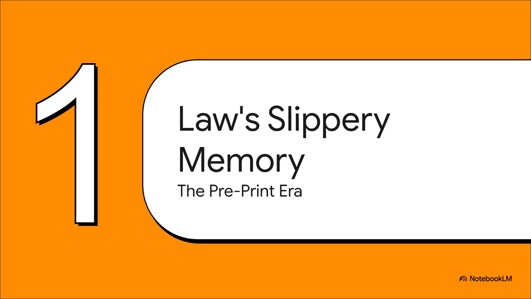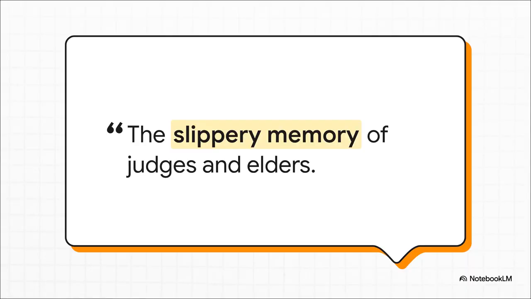Section 1. Law's slippery memory. The slippery memory of judges and elders. Before the 1450s, the law wasn't some neatly bound book you could just pull off a dusty library shelf. It was highly fluid. It lived almost entirely in the subjective, totally slippery memory of humans.